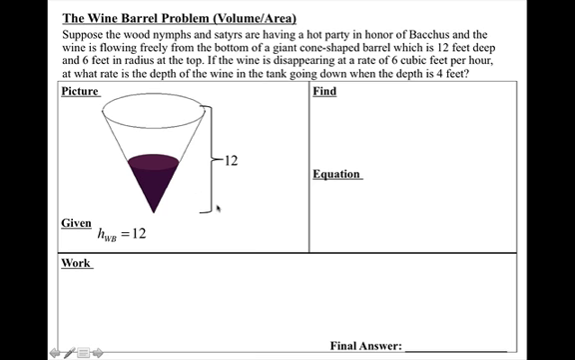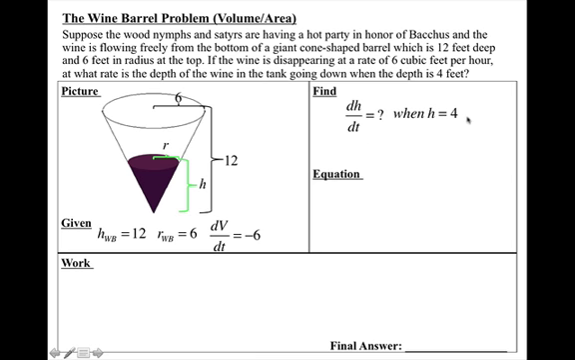Now, on my picture, I do not have the height of the wine. That changes. So I label that as h. The radius of the wine itself also changes. So I label that as r. So what I'm trying to find is the rate at which the height or the depth of the wine is changing over time when the height of the wine is 4 feet.